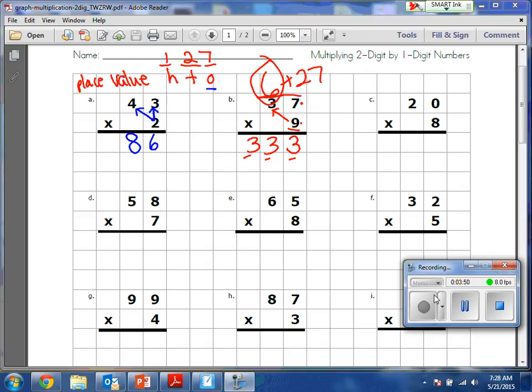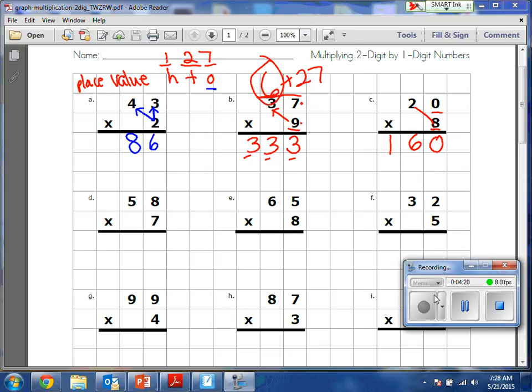All right. Let's go ahead and try this next one. Letter C. Just like before, we always start with the ones place. That's always a good place to start out, the ones place. Here we have 0 times 8, and we know 0 times 8 is 0. Pretty simple stuff. Now let's come on over and multiply the tens place. 8 times 2. We know that equals 16.